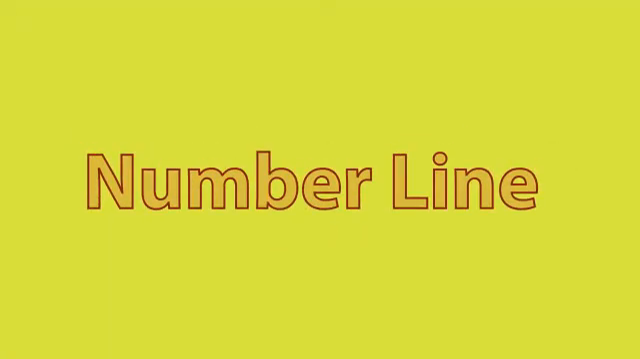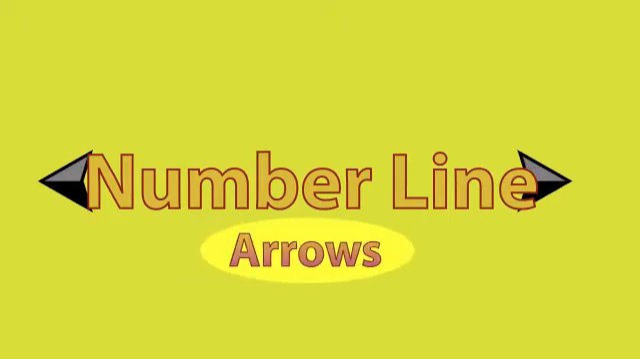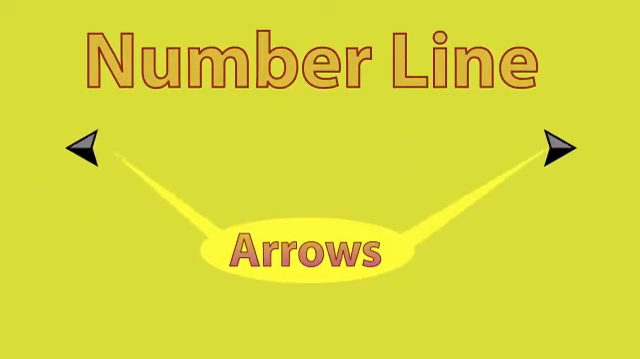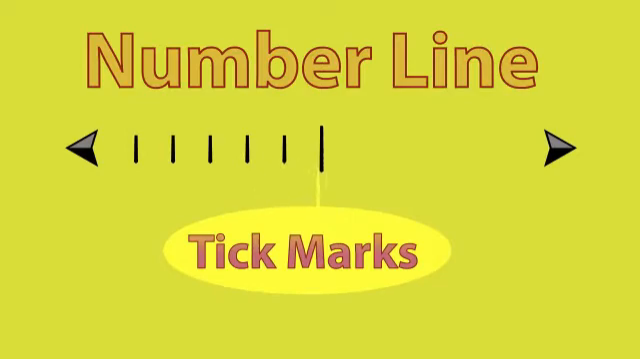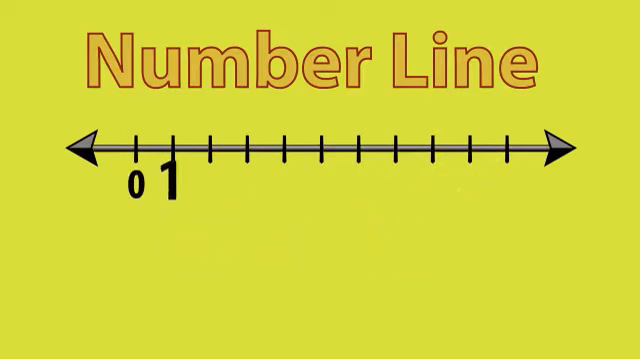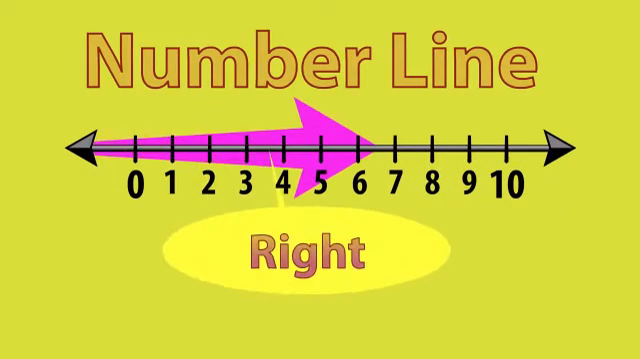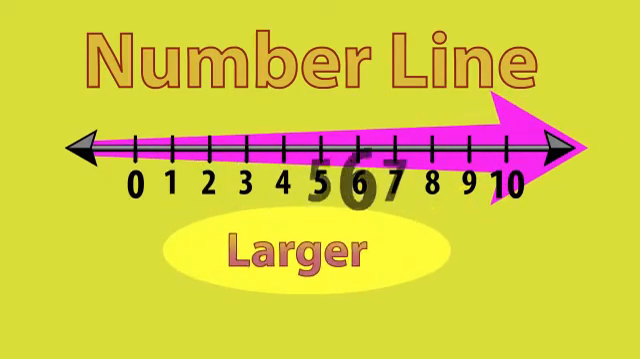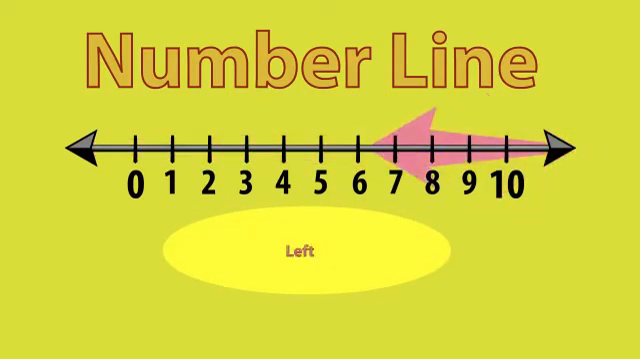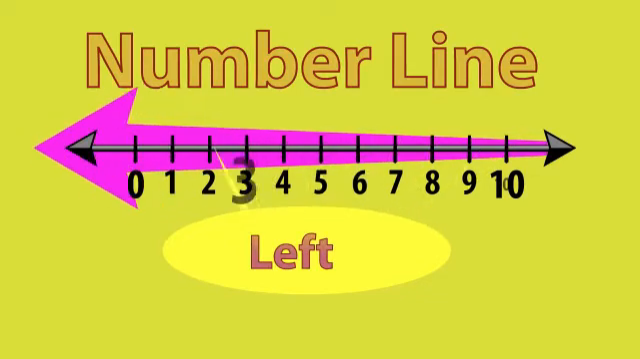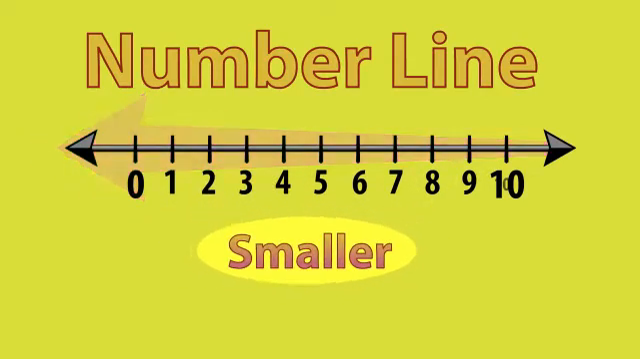A number line has arrows on both ends and tick marks for each number value. 0, 1, 2, 3, 4, 5, 6, 7, 8, 9 and 10. As we move to the right, the numbers get larger. As we move to the left, the numbers get smaller.